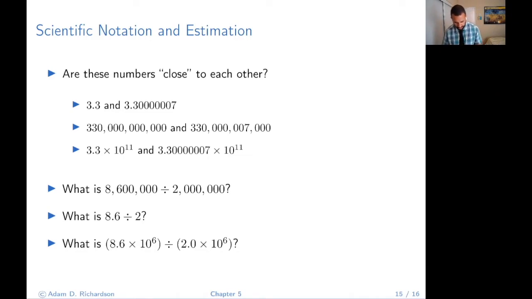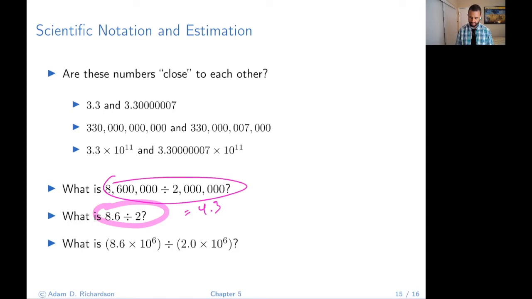Interesting, right? So notice here that this one is probably the easier of the three to compute. 8.6 divided by 2, that's 4.3. I can do that one in my head, 4.3. But what's this one right here? Notice how it feels different? Your emotional response is different. And that makes sense, because the scale of the numbers is different and you're feeling the scale. And it's the scale that's overwhelming you, not the computation itself. It's the scale. And that's why this is so handy.